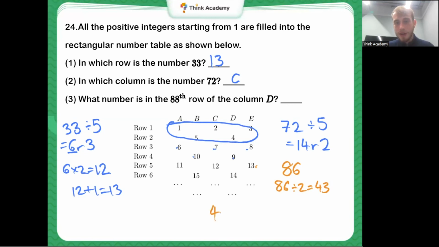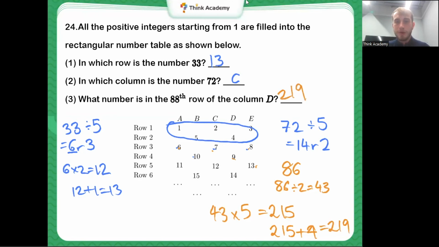Now each cycle has 5 numbers. So you get 215 up until the end of the 43rd cycle. But we want to know in column D. So in column D, that's 1, 2, 3. That's the 4th item of the cycle, the 4th position. So you need to go 4 positions more up to 219 to find your answer for that one.